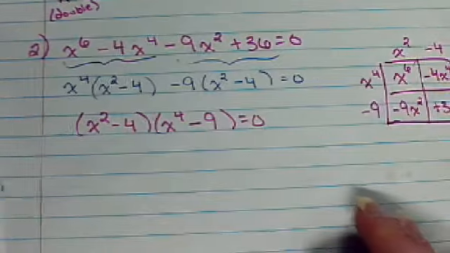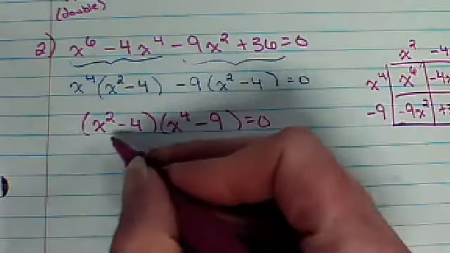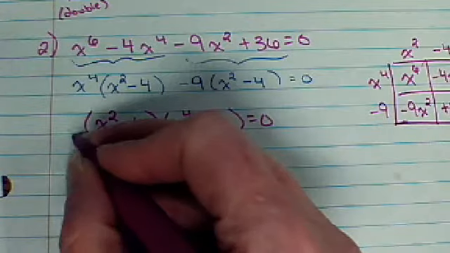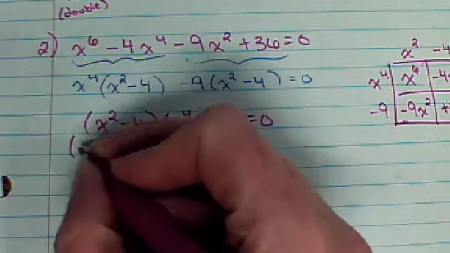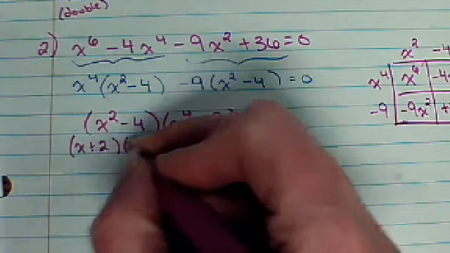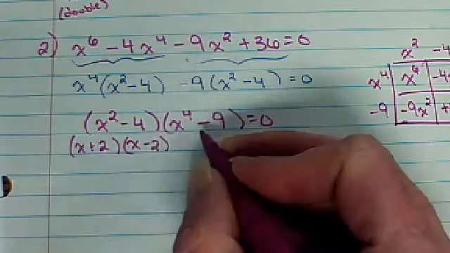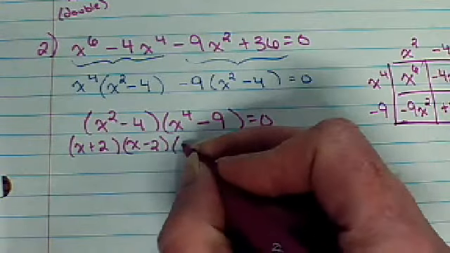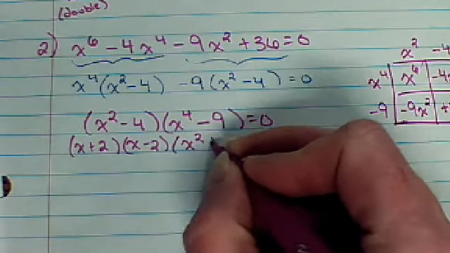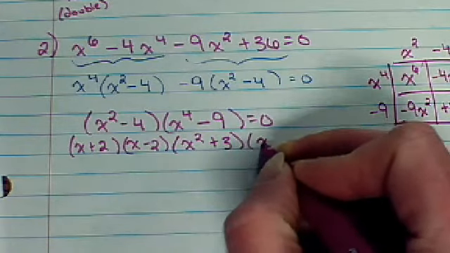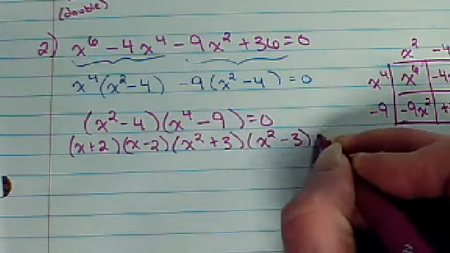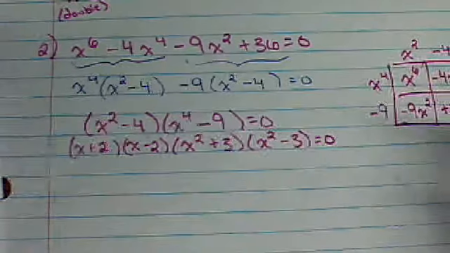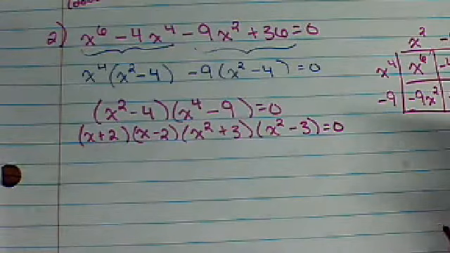Now, we see if we can factor any more. X squared minus 4, yep, that sure does. That is the difference of 2 squares. So I'm going to get x plus 2 and x minus 2. Over here, we have the difference of 2 squares. So I'm going to get x squared plus 3 and x squared minus 3. Now, check to see if I have any more difference of squares. I don't.